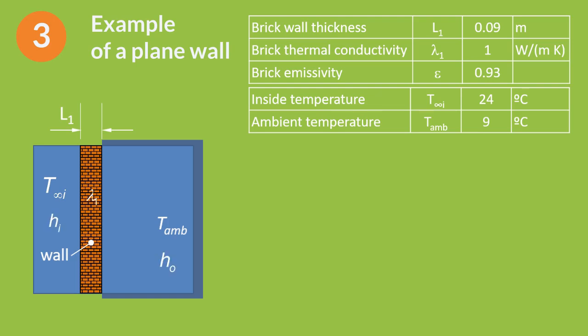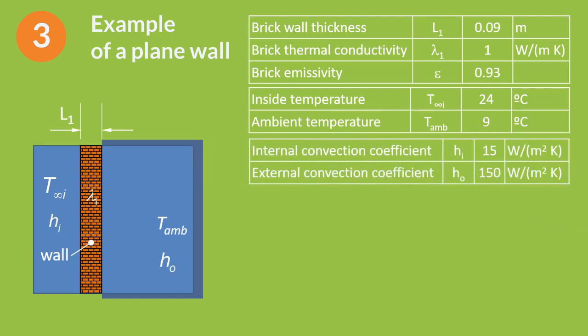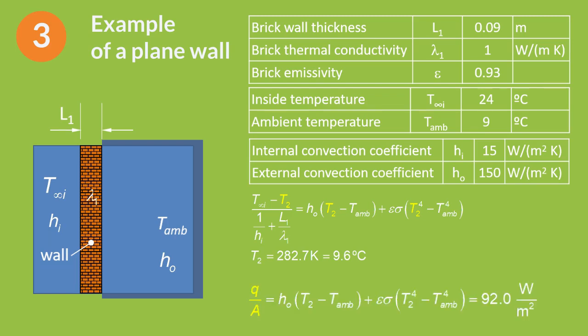We must assume an average value of the inner convection coefficient, also an average value for the outer convection coefficient. Making the energy balance in the outer surface per unit of area, we can calculate T2, the outer surface of the wall, before installing the insulation. The heat flux in these conditions is 92 watts per square meter.